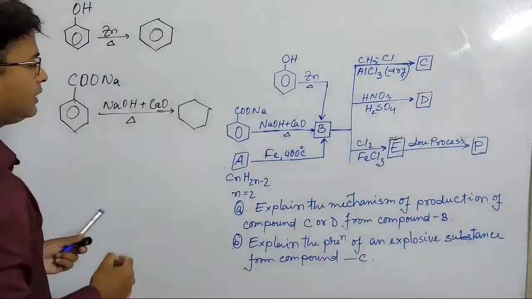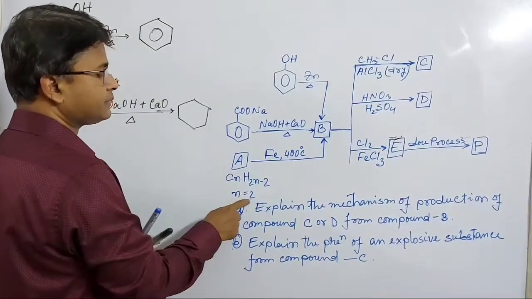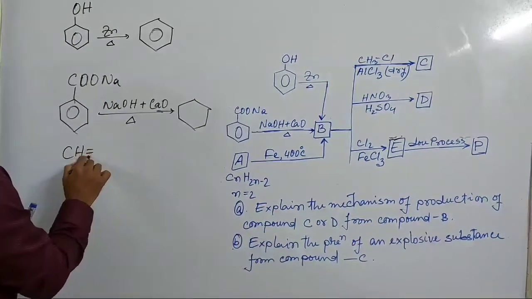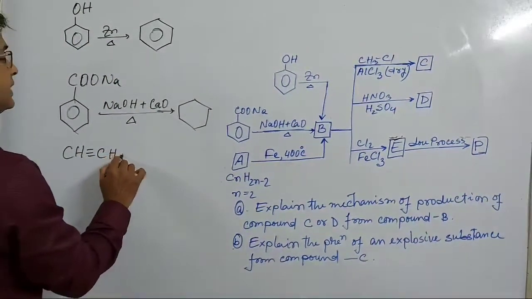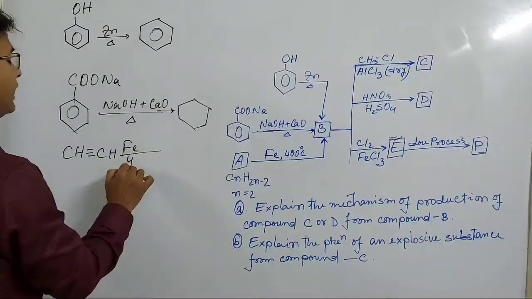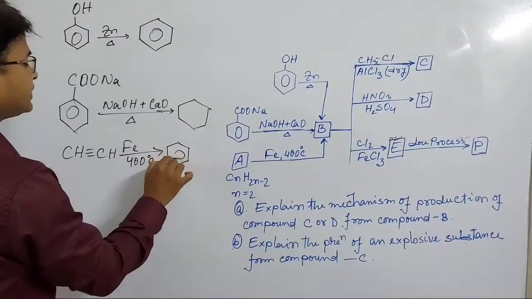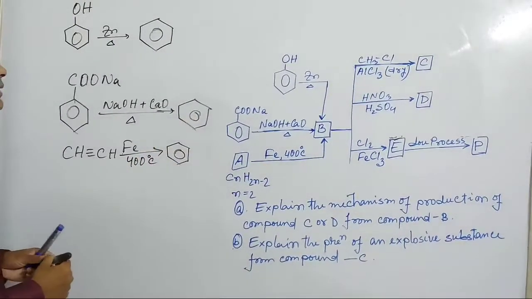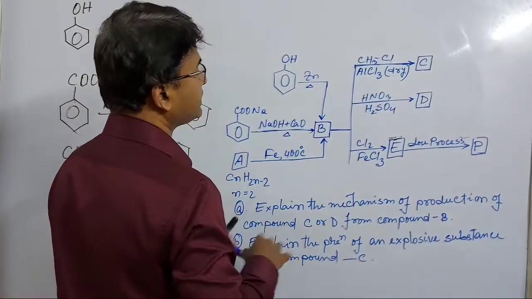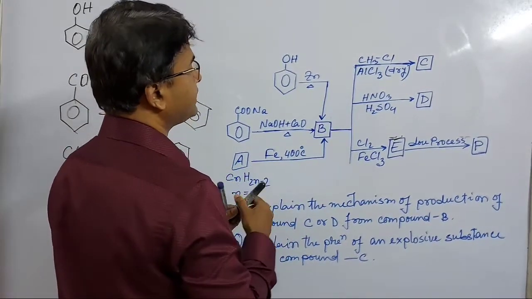And again, A compound indicates ethane gas, because if I put the value of n here, I will get CH triple bond CH, I mean ethyne gas. If this gas is passed through an iron tube at 400 degrees centigrade, then benzene is produced here. Dear learners, from those three reactions I can understand that B compound is benzene.